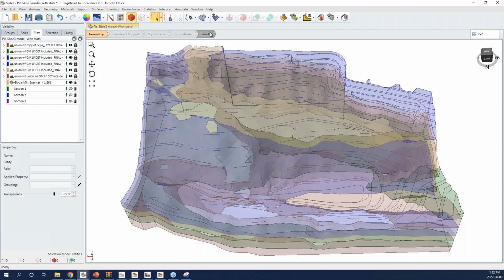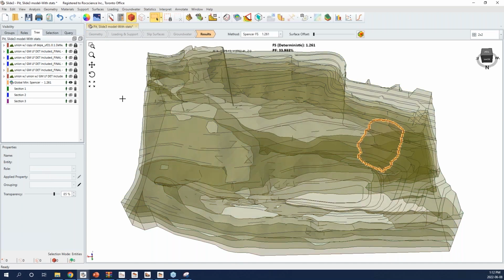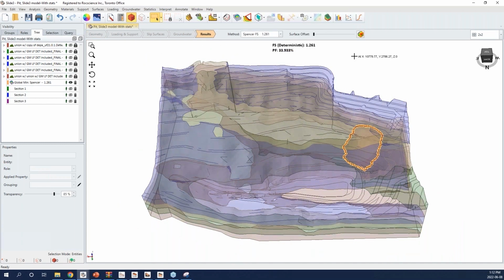Let's go and look at the results. So we go to the results tab. Factor of safety using the Spencer method is 1.26, and probability of failure is about 34%. This is the critical slip surface, the deterministic slip surface.